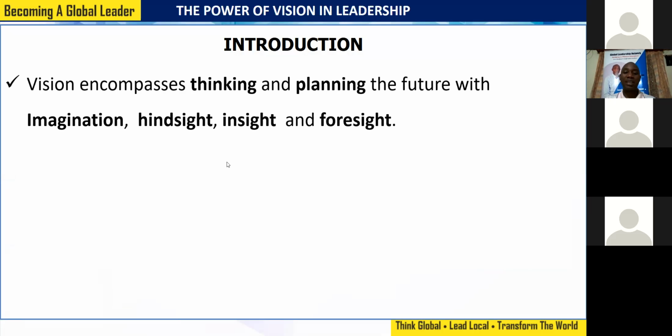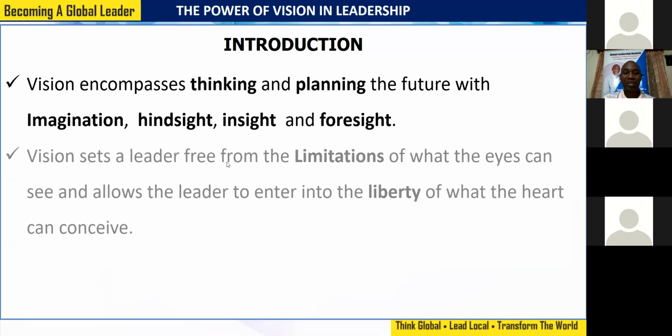Vision encompasses the aspects of thinking and planning the future with imagination, as we have seen from the definitions. You need to see the desired end: hindsight, insight, and foresight. Vision sets a leader free from the limitation of what the eyes can see, and it allows the leader to enter into the liberty of what the heart can conceive. It's not just what we see, but what the heart is able to connect with.